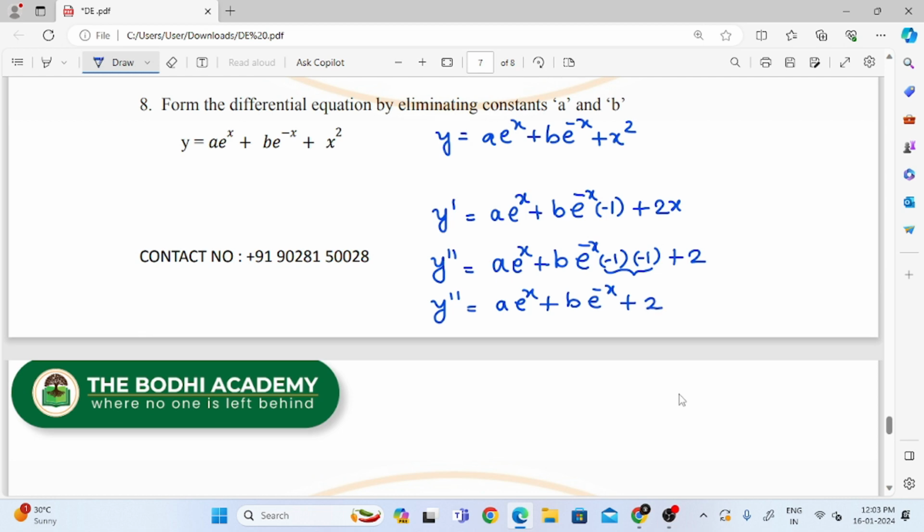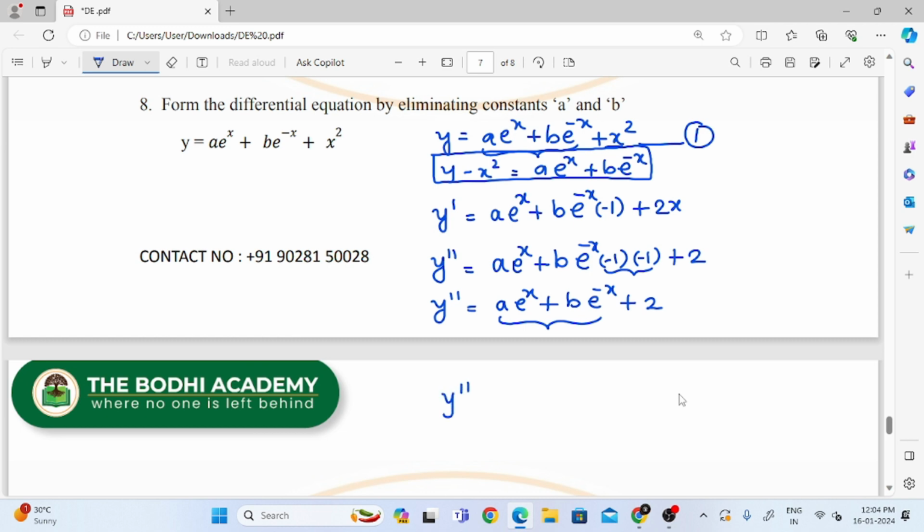Now we have to eliminate the arbitrary constants a and b, so we will use equation number 1. From equation number 1, what is the value of a e raised to x plus b e raised to minus x? If we take this x square to the left hand side, we get y minus x square is equal to a e raised to x plus b e raised to minus x. So the value of a e raised to x plus b e raised to minus x is nothing but y minus x square, which we will substitute here.